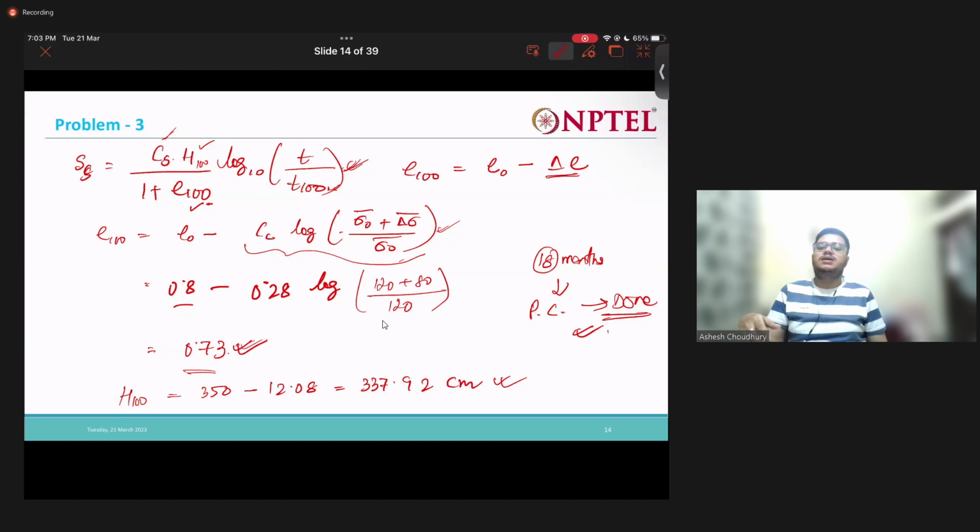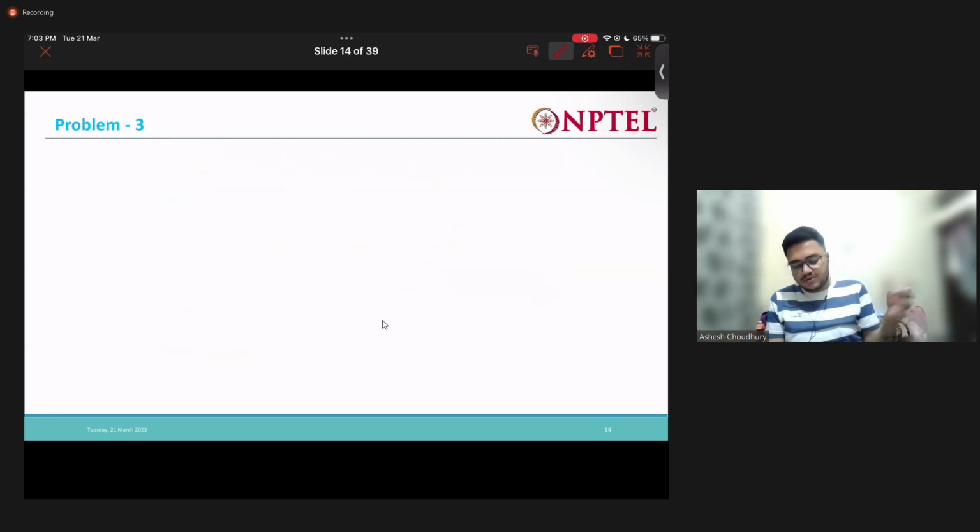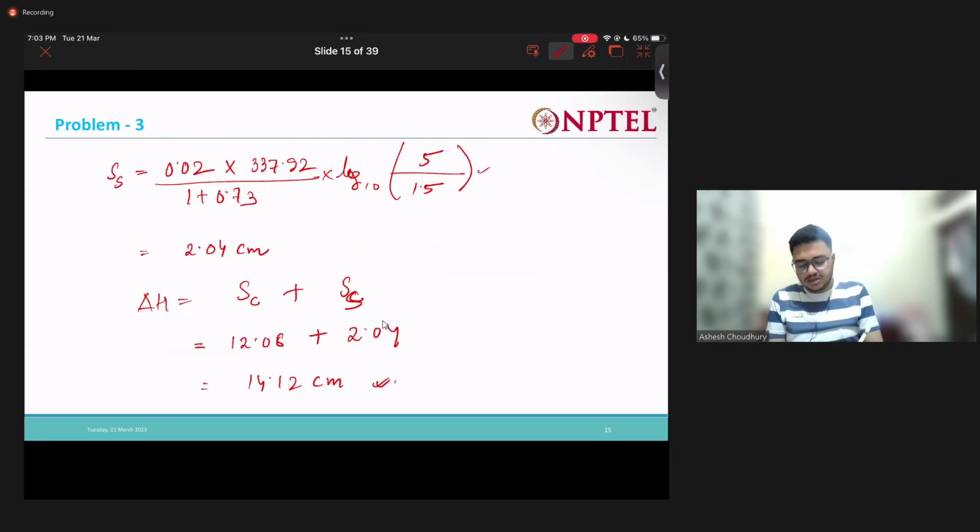Now how to find this H100? H100 means the thickness of the clay layer at the end of the primary consolidation state. So from 350 we deduct the primary consolidation, we will get the thickness. We got this 337.92. Now we have all the values: H100 we have, e100 we have, t100 we have, t we have, nothing but 5 years. We just plug these values into the equation and we determine our secondary consolidation as 2.04 centimeter.